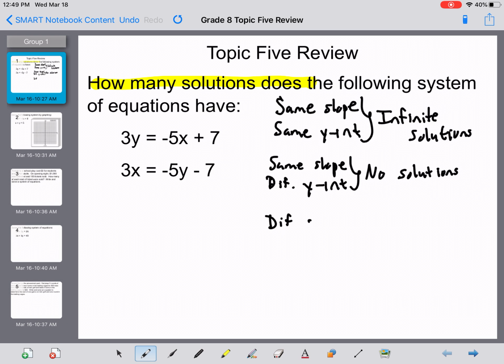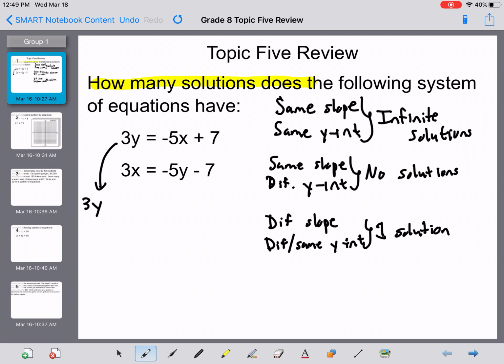If we have different slopes, and different or same y-intercept, that means we're going to have one solution. So we're not looking for the solution, we're just seeing how many solutions we'll have. So we have to find the slope and the y-intercept for each equation.